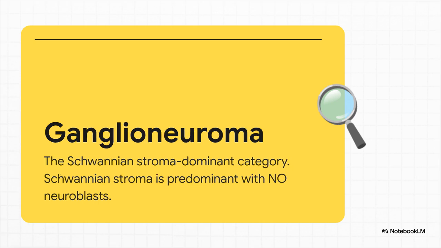And here we have the most mature, the most chilled-out version of these tumors, the ganglioneuroma. This is what we call stroma-dominant. I mean, it's almost all Schwannian stroma. You'll see some nice mature ganglion cells scattered around, but the absolute key here is no neuroblasts. None. That complete absence of neuroblasts is what makes this a fully mature, benign tumor.